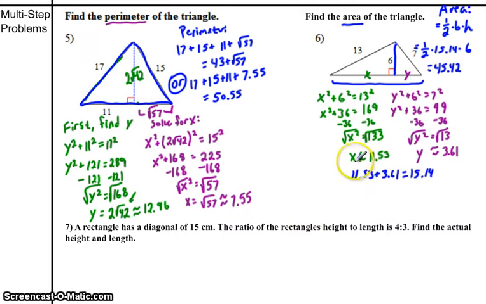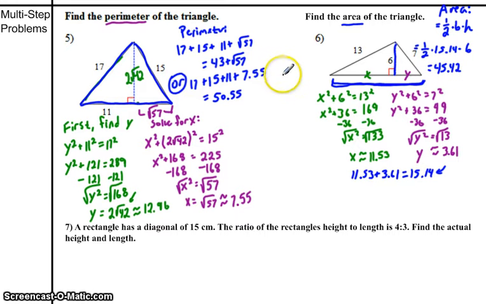Again, I've added x, which was 11.53, and y, which was 3.61, to get the full length of that base right here, and I got 15.14. Now that I know the base and I know the height was 6, I can go ahead and use that to find my area. Again, 1/2 times the base times the height of that triangle. So 1/2 times 15.14, remember that's the base, times 6, remember that's the height, and I got 45.42.